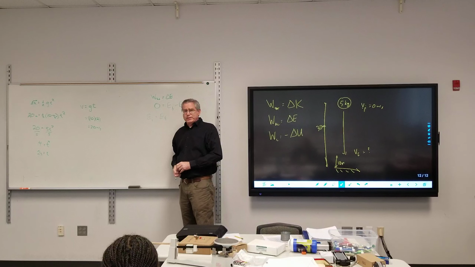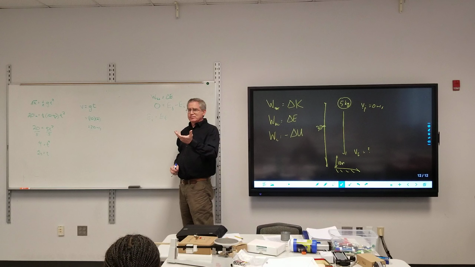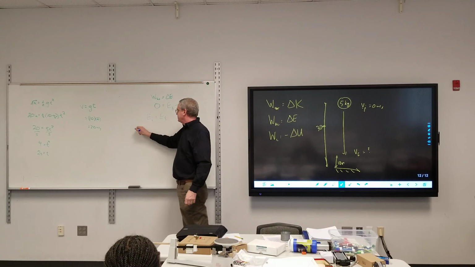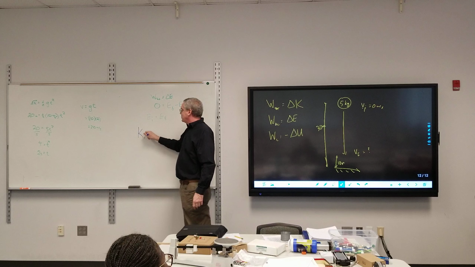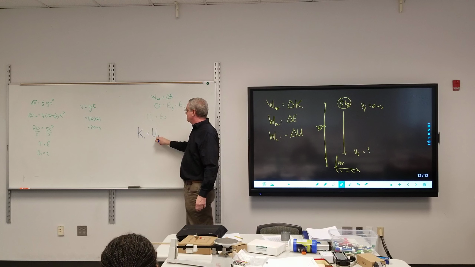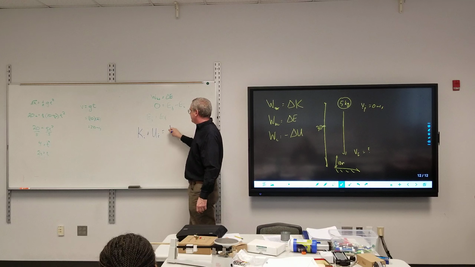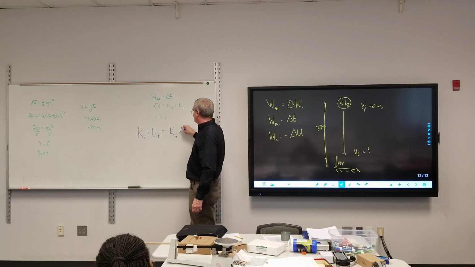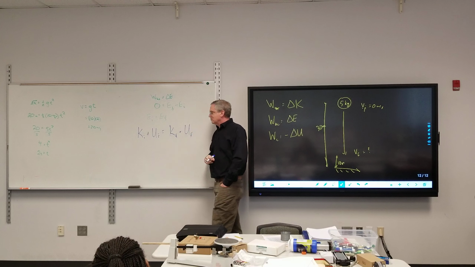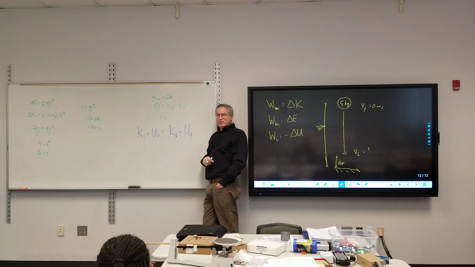I got 2 types of energy. What are they? Yep. I got some initial kinetic plus some initial potential is equal to my final kinetic plus my final potential. What is the formula for kinetic energy?